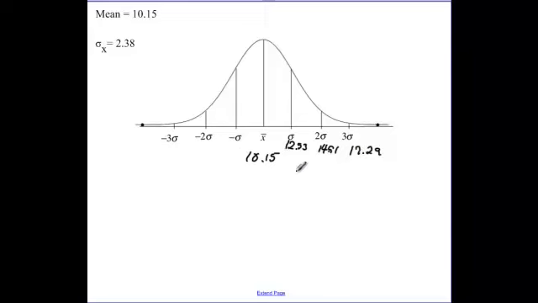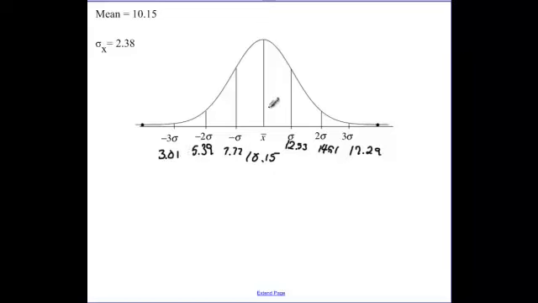Now we're going to go the other way. We're going to subtract 2.38. So 10.15 minus 2.38 gets me 7.77. From that, I'm going to minus 2.38, 5.39. And from that, we'll minus 2.38, and we'll get 3.01.